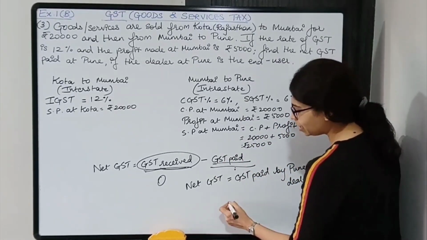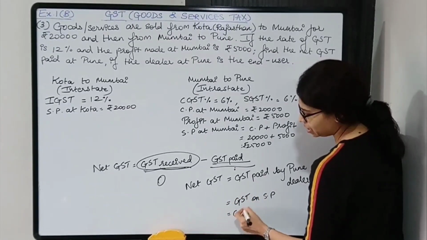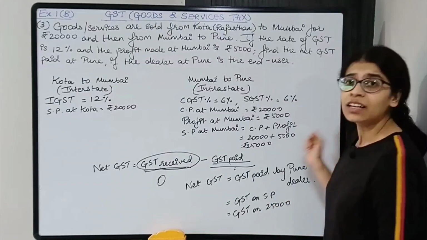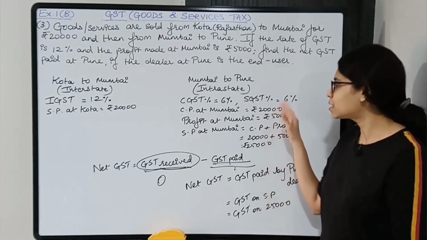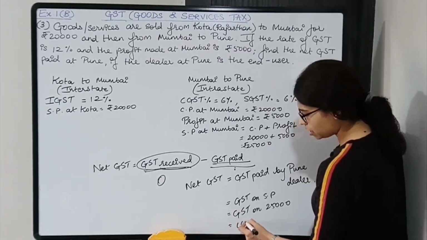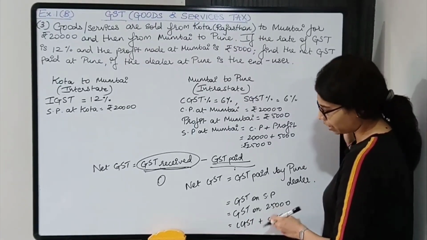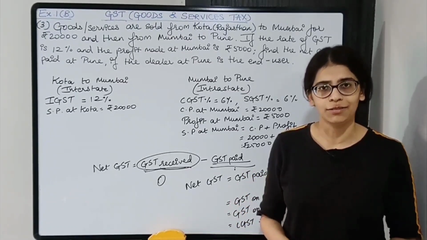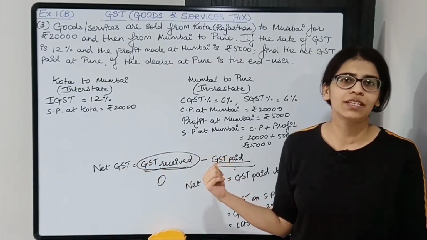So GST paid by Pune dealer is nothing but GST on the selling price, that is GST on 25,000. Now there are two GST over here, CGST and SGST. So 6% of 25,000 and 6% of 25,000. So you will add both, okay? So it will be CGST plus SGST. Add the values and you will get the total GST paid by the Pune dealer. Okay? So यहाँ पे GST received 0 है. Okay, so net GST will be the GST paid by the dealer.